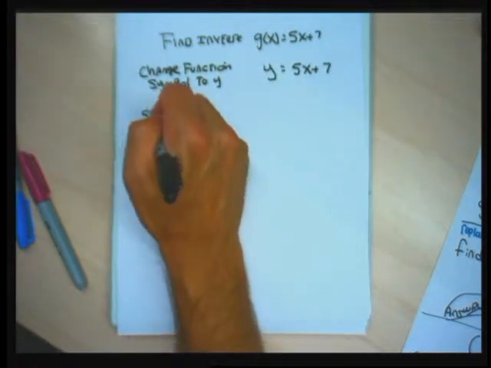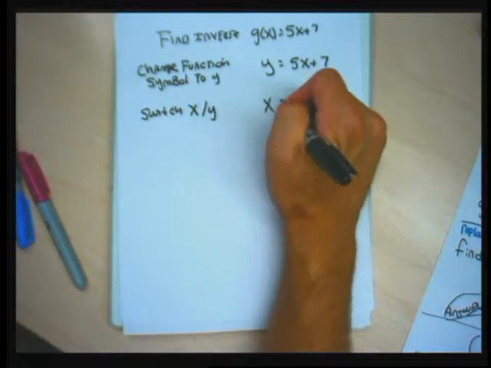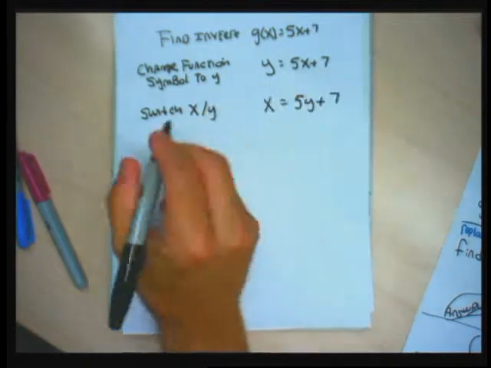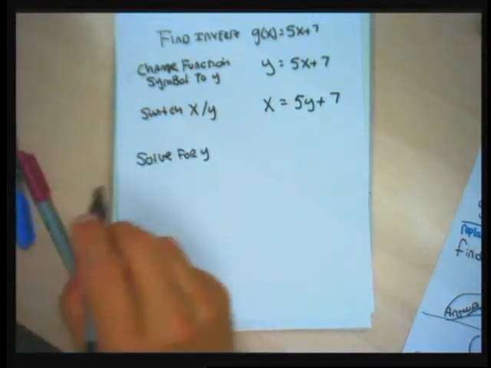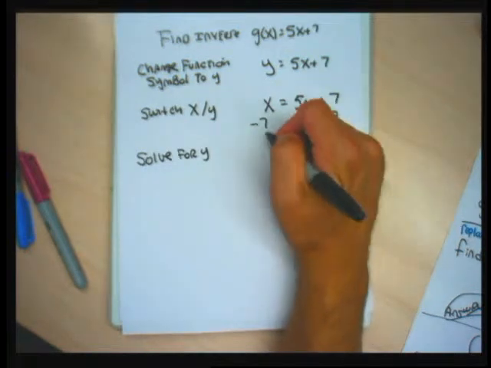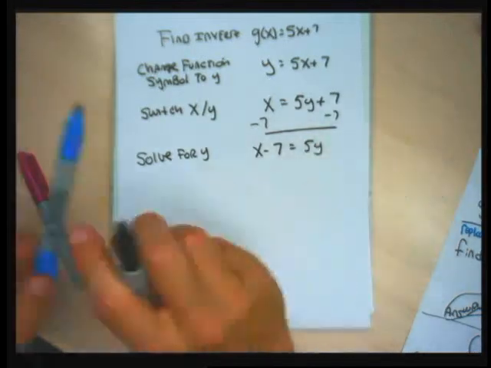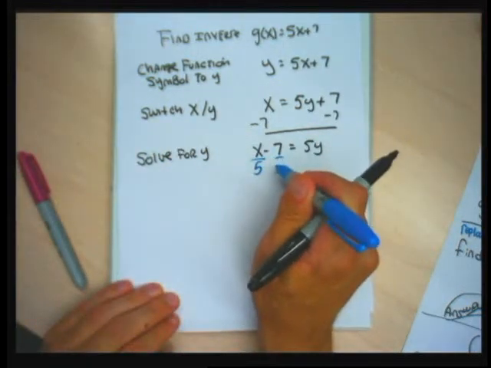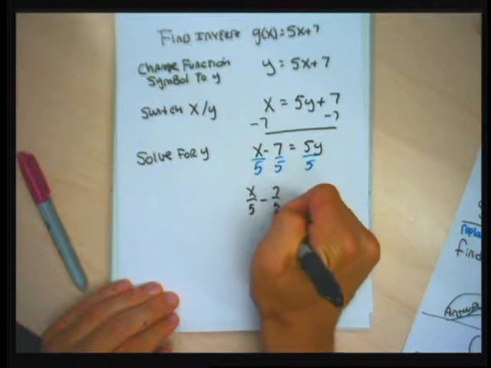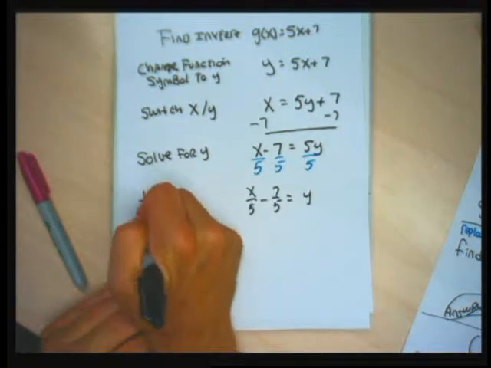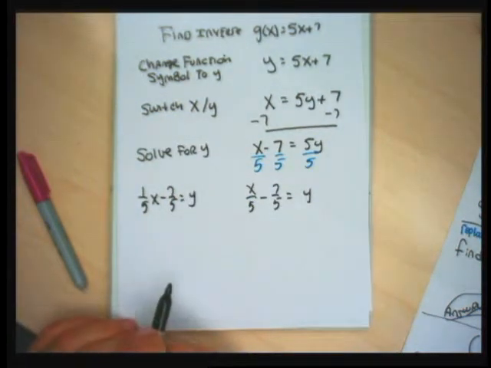And then I actually create the inverse by switching the x and the y. I get x equals 5y plus 7. Then I do the algebra to solve for y. To solve for y, I'm going to minus 7 and get x minus 7 equals 5y. And then divide everything by 5 and get x over 5 minus 7 over 5 equals y. I could have written 1/5 x minus 7 over 5 equal to y, so if you wrote that, that would be okay. So I'm basically done.